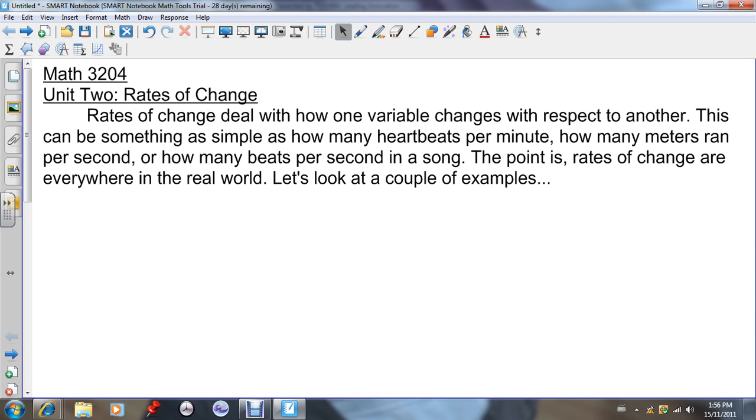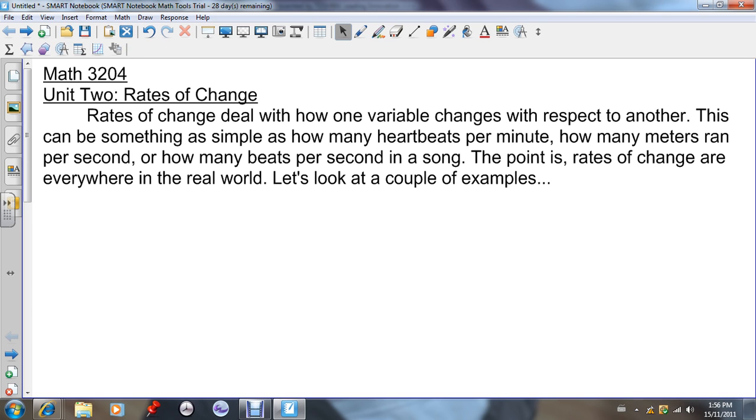Easiest way to look at this is to look at a couple of examples. So make sure you write this down. I forgot to say, if I go too fast, by all means rewind and write down what you see on the screen, because these are your notes. So, rates of change. We're looking at something over something.